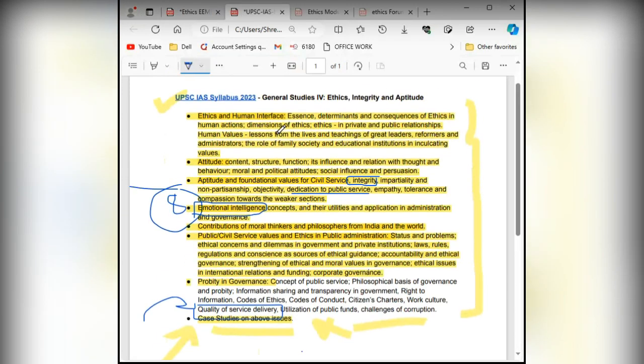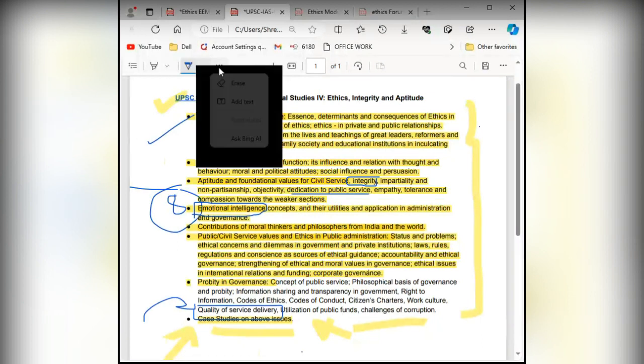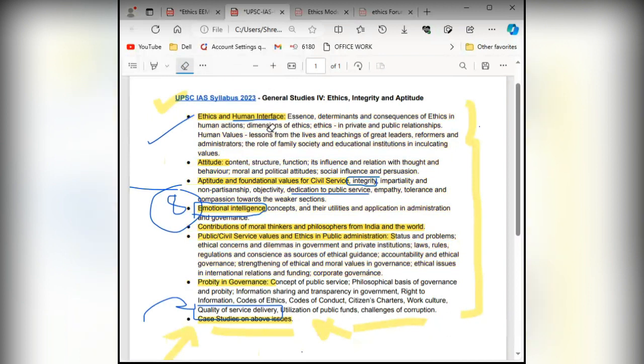Now let us see some of the important things here. For example, you have the first topic as ethics and human interface. In that, you are given certain keywords, and you have to give some kind of explanation over the topic. So for example, if we consider essence, determinants and consequences of ethics, they have just given you a broad head over here. Now you have to prepare all these topics in detail.